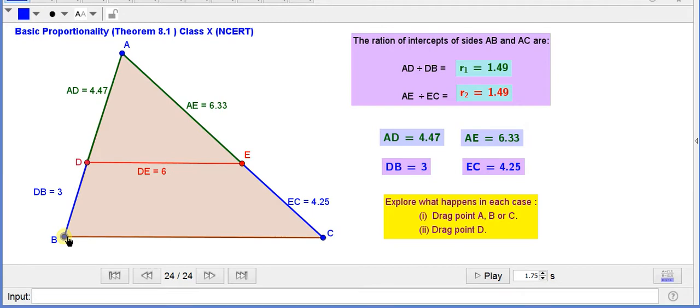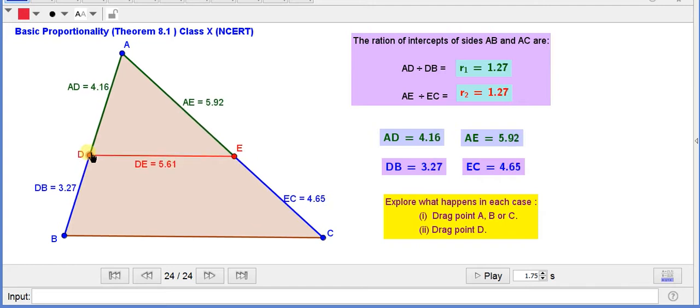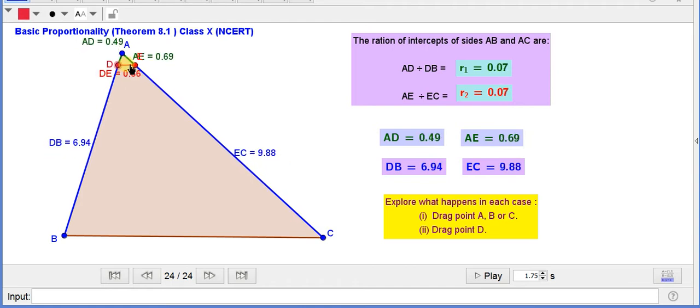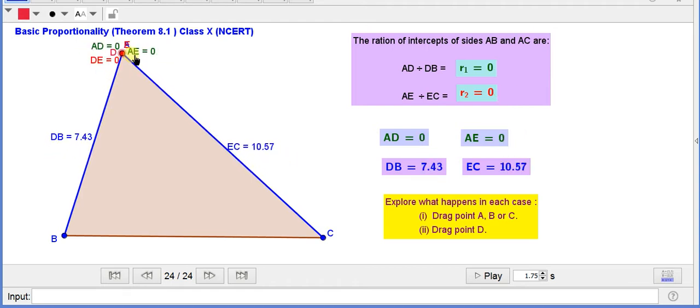Now if I drag this point D to A, D is coinciding with A, then what happened? AD is equal to 0 and similarly AE is also 0. So 0 divided by 7.43 and 0 divided by 10.57, the ratios R1 and R2 are equal to 0. 0 divided by something will give only 0.